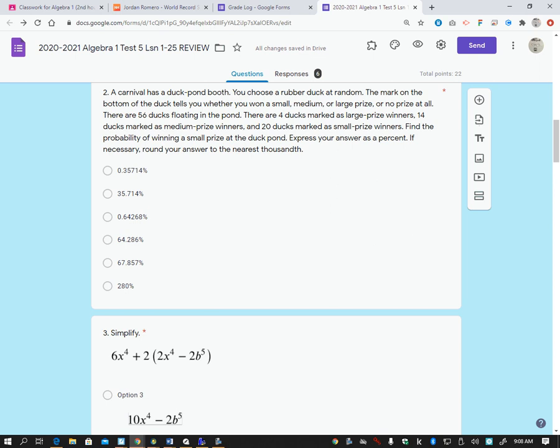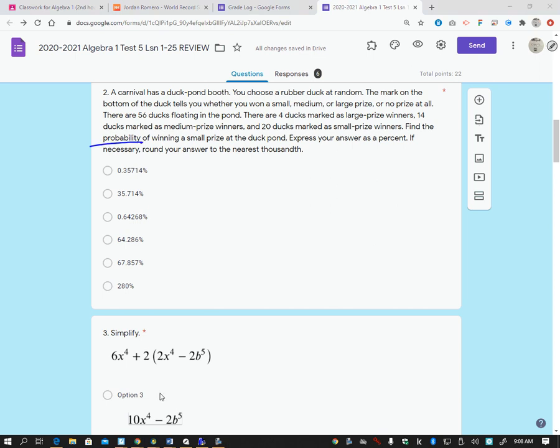Find the probability of winning a small prize at the duck pond. Express your answer as a percent. If necessary, round your answer to the nearest thousandth. So that's 3 decimal places. Okay, so probability. Find the probability.